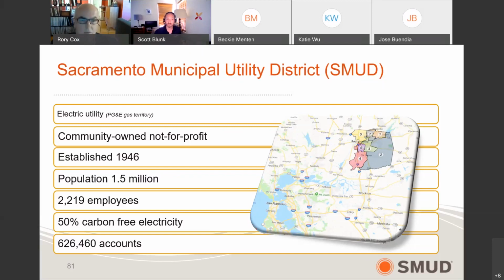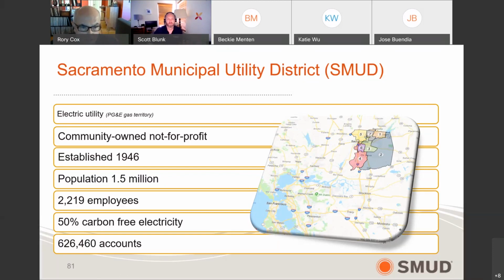We are an electric utility provider in Sacramento. We provide the gas to our customers. We are not for profit. We've been around for quite a while at this point. And we're about 50% carbon free today.